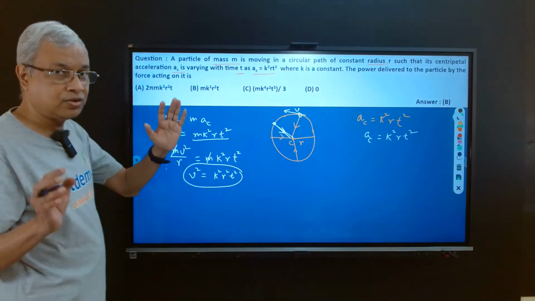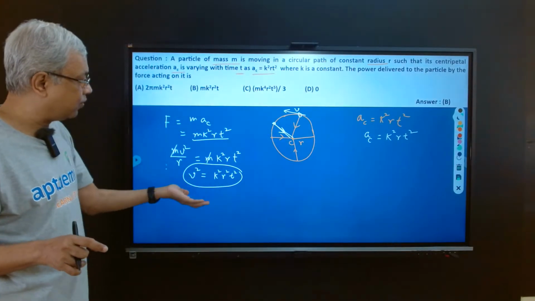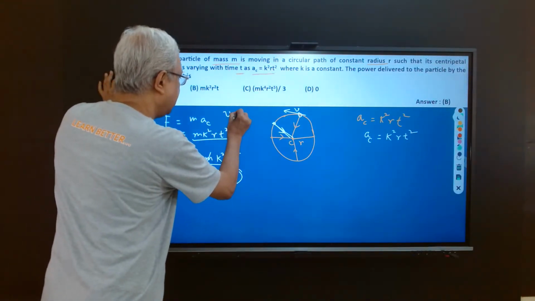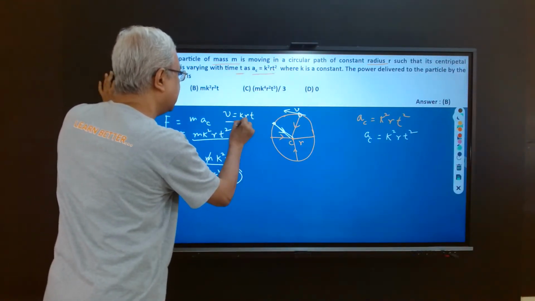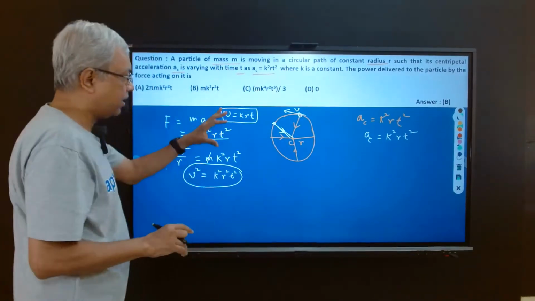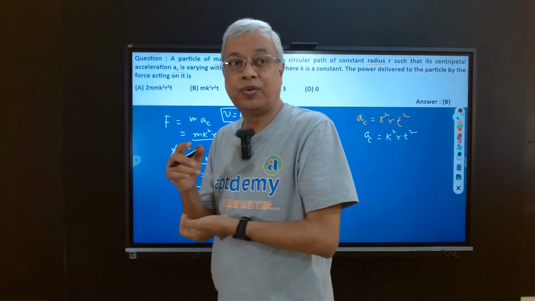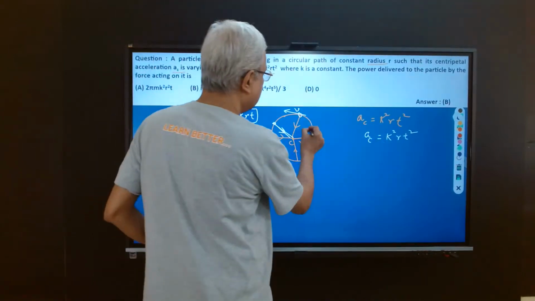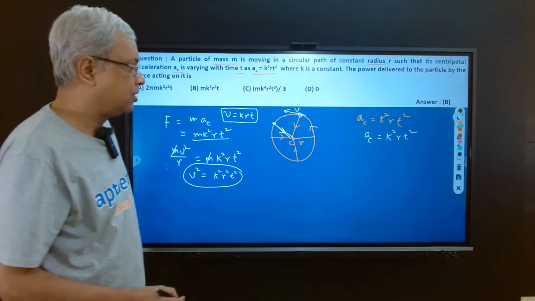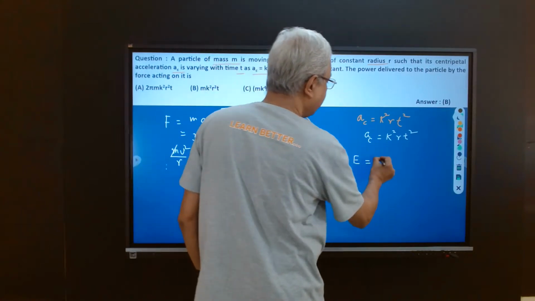Now here, unlike normal uniform circular motion, the velocity is a function of time. With increasing time, v is also increasing. v is actually k r t. So velocity is not uniform in this case as per the problem, and velocity is increasing in time. As the velocity of the particle is increasing by executing this motion along the circle like this, its kinetic energy is also increasing. So kinetic energy is half m v square if I write.